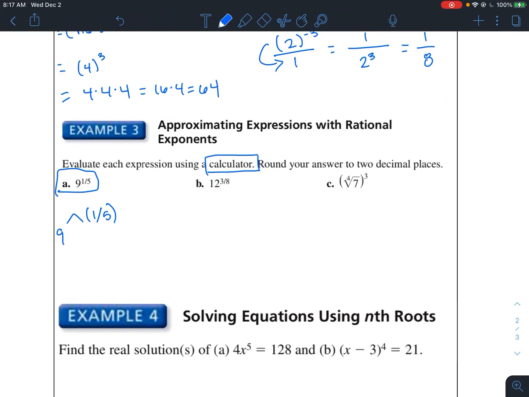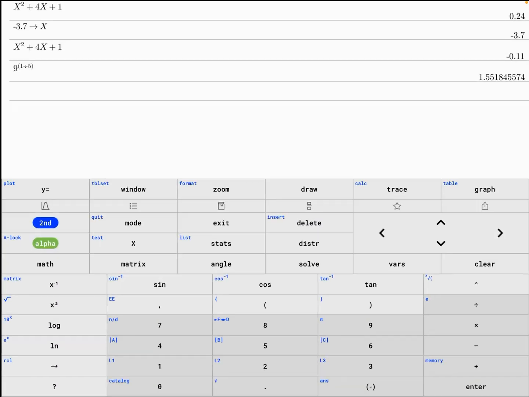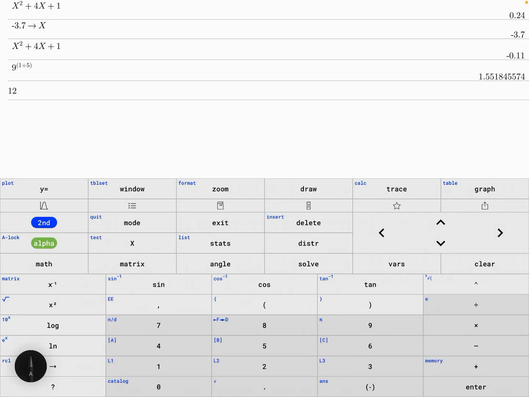And then you do enter, and that equals 1.5518. It says round to 2 decimal places, so this is just going to equal 1.55. Alright, so the next one is 12 raised to the 3 divided by 8. So let's go back to the calculator. 12 raised to the, and then in parentheses, 3 divided by 8. Enter. So that is 2.54.